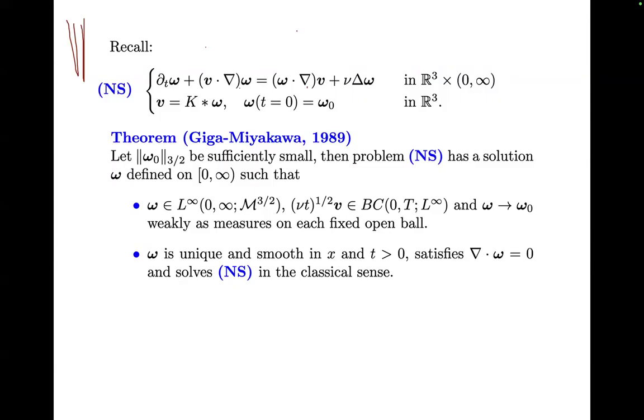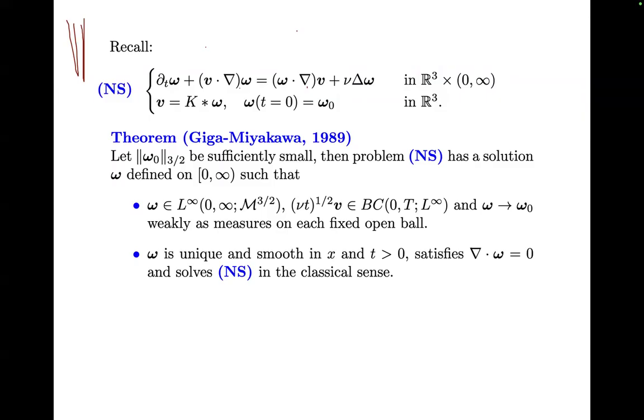So let's first mention the result by Giga and Miyakawa. They define a good function space, the so-called Morrey space that you see there, the norm of omega naught in 3/2, and they assumed it is small. Then what they prove is that essentially there is a unique solution which is regular.